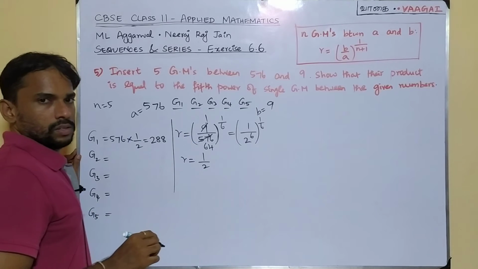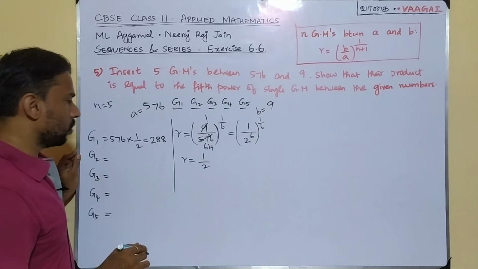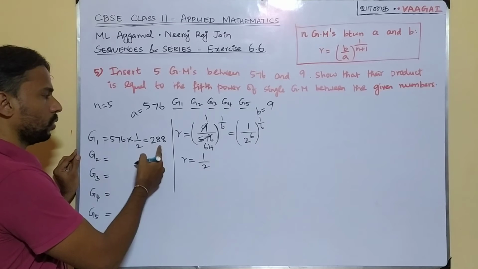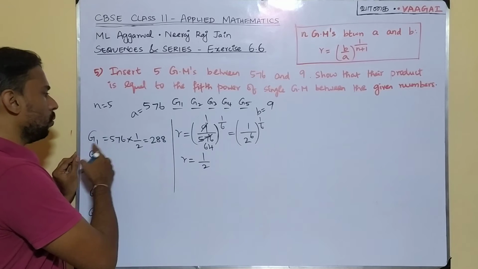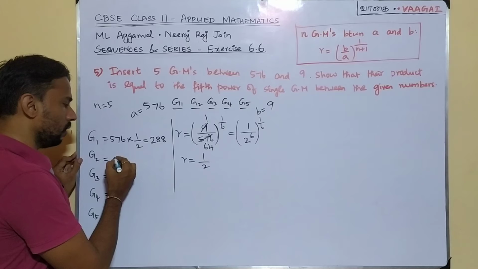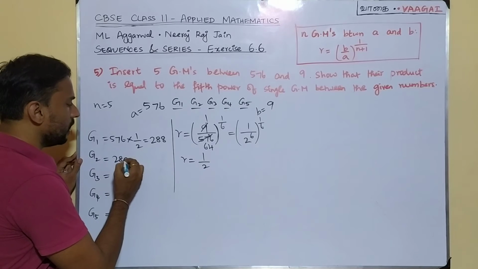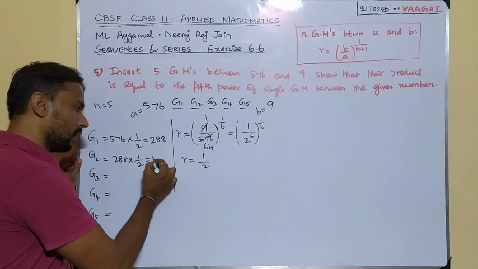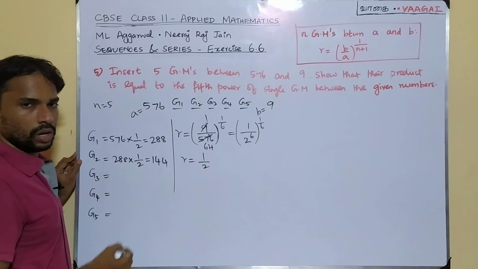288. Is it correct? You can even check it. This will be 576 divided by 2. 2 5s are 10, 2 7s are 14, 2 6s are 12. So 288. G1 is 288. And what next do we have? G2. G2 will be this G1, 288 into 1 by 2. If you calculate, you will get 144. This is the G2 value. Continue the chain.